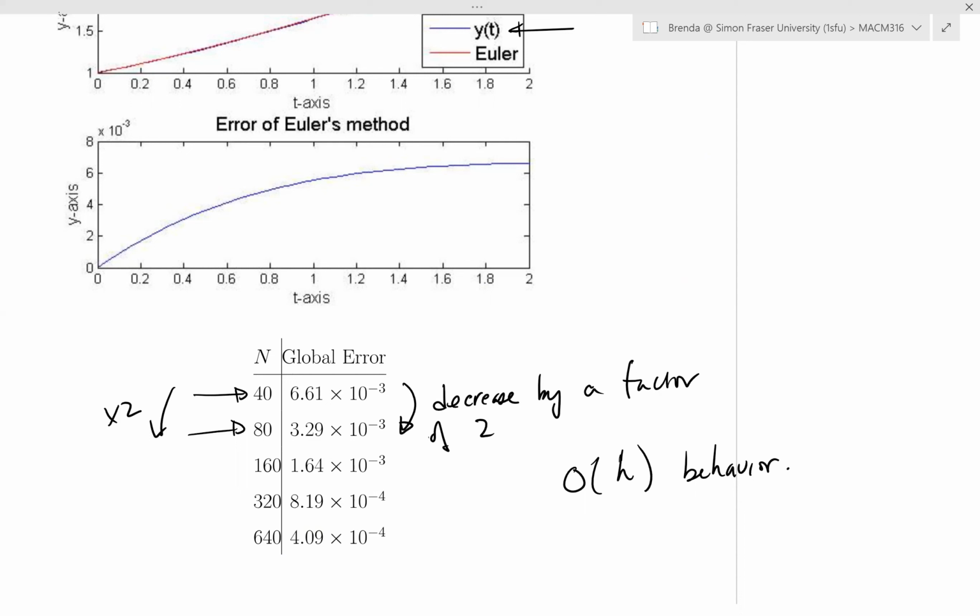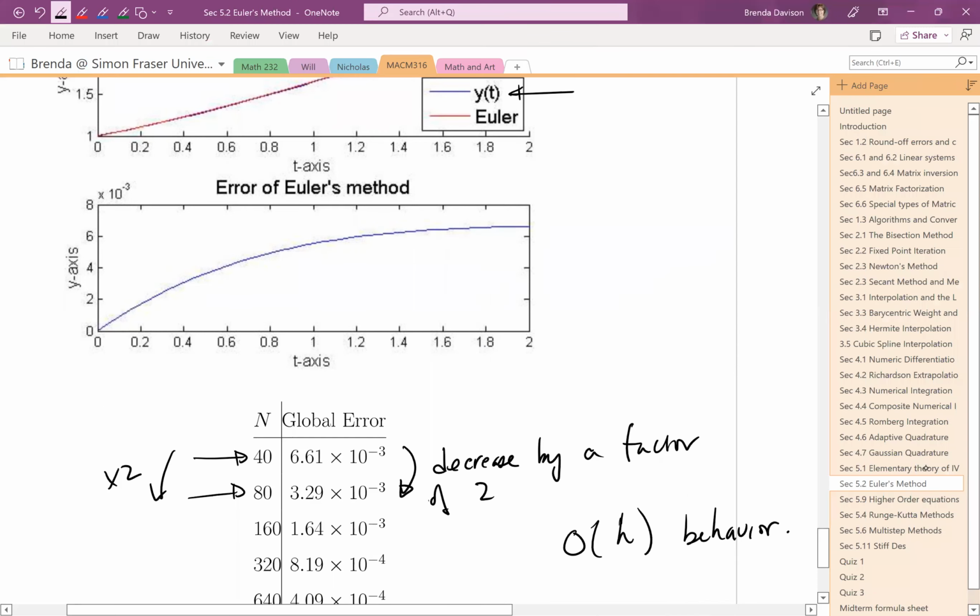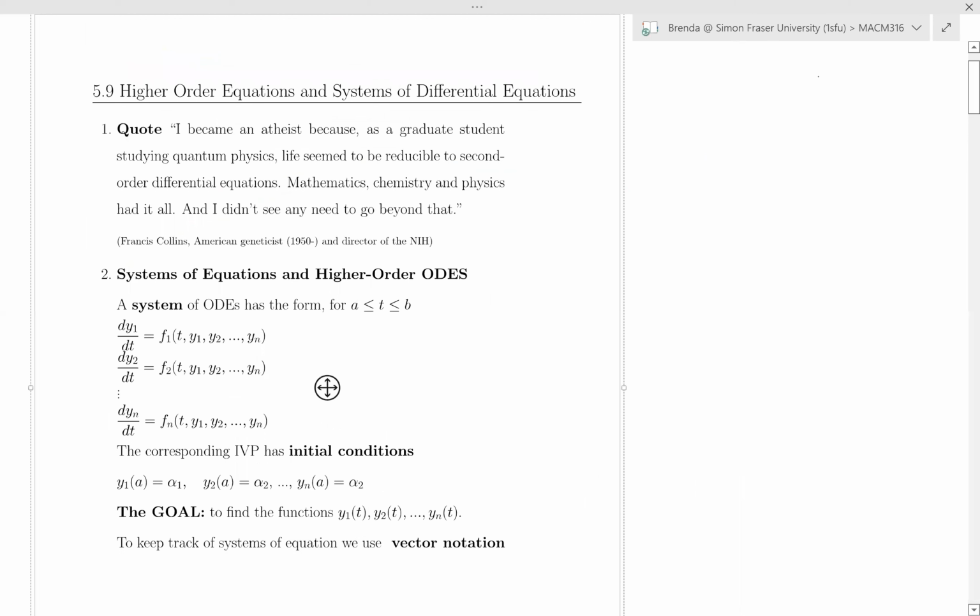Good. Let's just now take a look at section 5.9. And you can see how we can use Euler's method on a slightly more complicated system, the higher order equations.